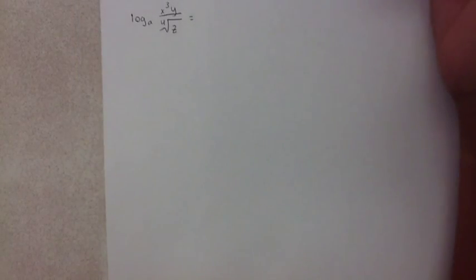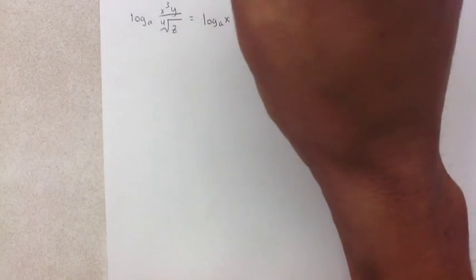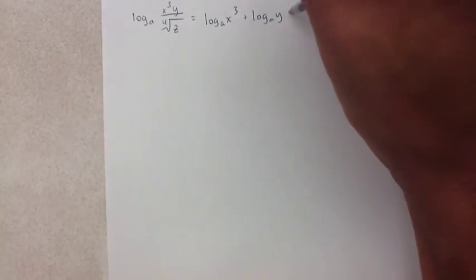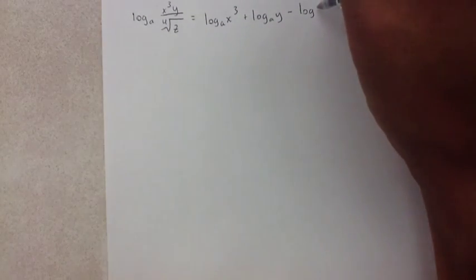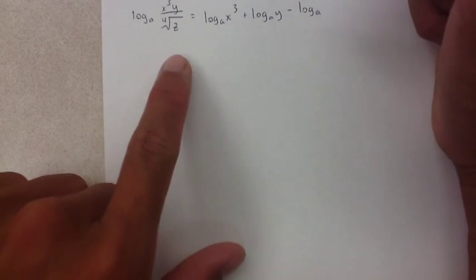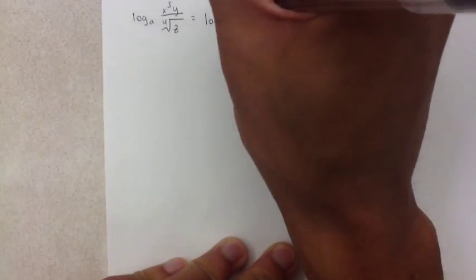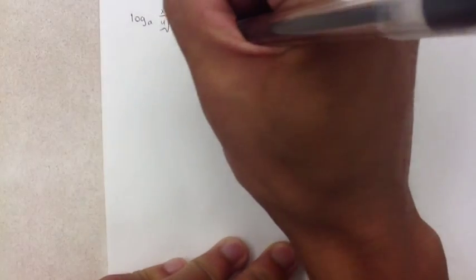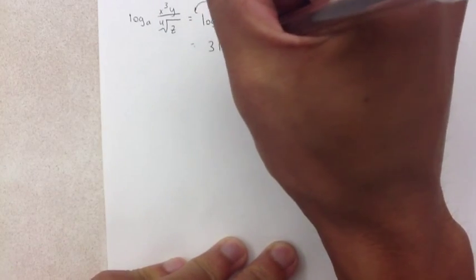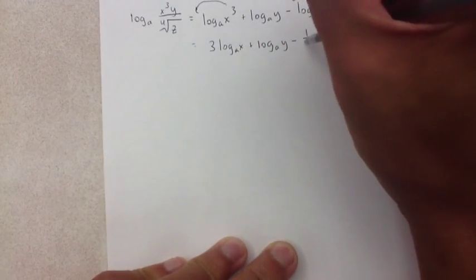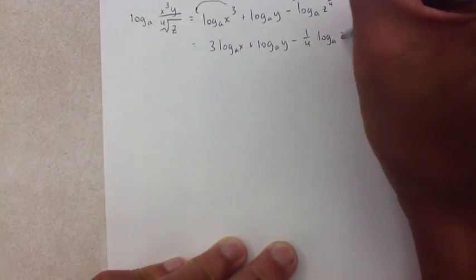Now I'm trying to write this into 3 separate terms, so I'm trying to split this up. Both of these are on top, so I'm going to add once I split them up into separate logs. This is on the bottom, so I'm going to subtract once I split them up into separate logs. Remember that z to the 4th root is the same thing as z to the 1/4, and I'm just going to bring all of my powers into coefficients. This is just the reverse of what I was doing in the previous problem. Log base a of y minus 1/4 log base a of z.